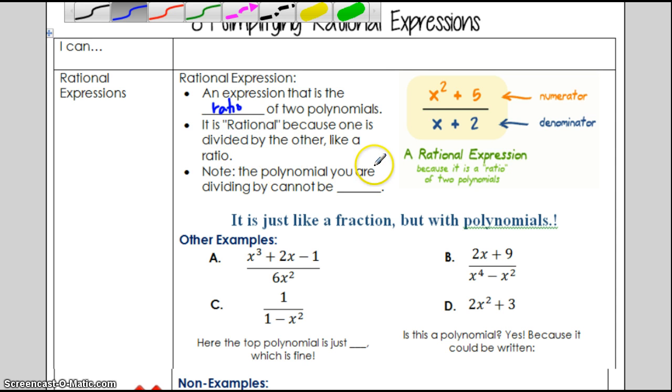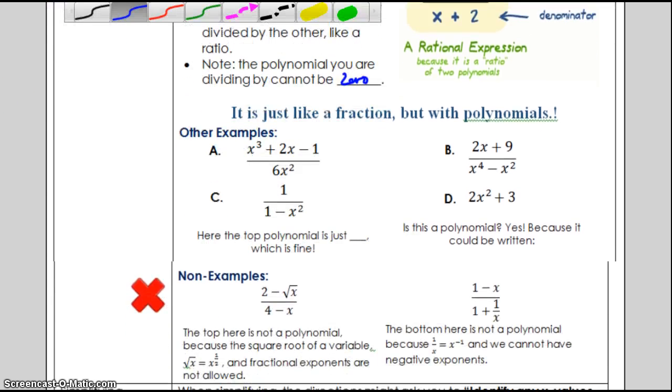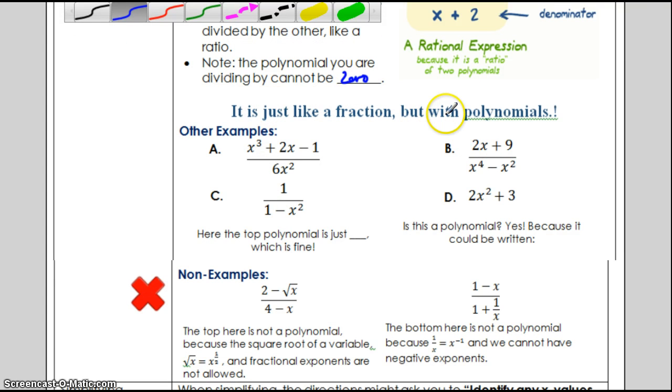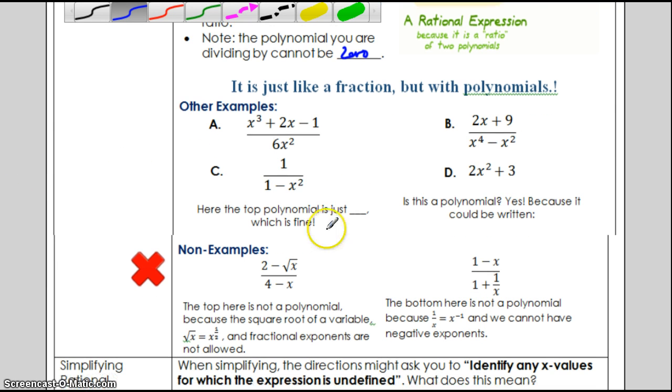It is rational because one of them divided by the other is like a ratio. So note the polynomial that you are dividing by cannot be 0. We cannot divide by 0, and we'll talk more about that in this next section. So it's just like a fraction, but with polynomials. So here's some examples. Got a couple of examples there for you to look at. Here's some non-examples. So this one is okay because the numerator is 1. And this one is okay because it could be written over 1. So you're not dividing by 0.